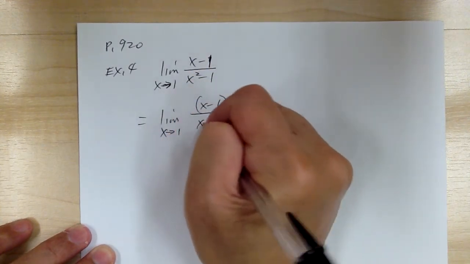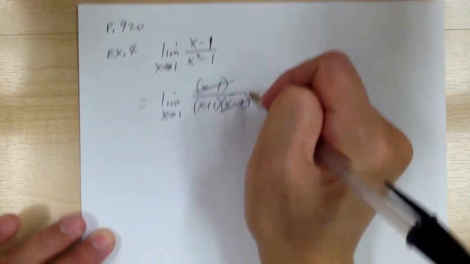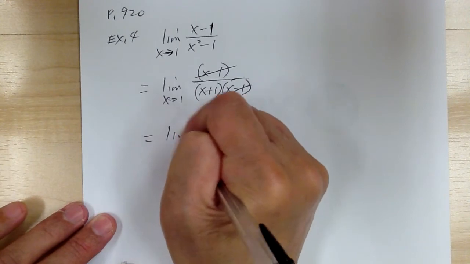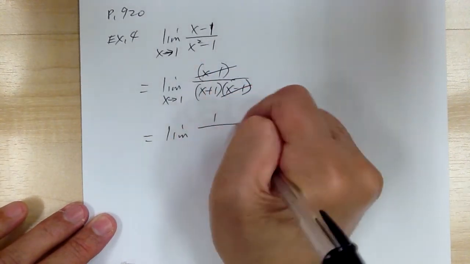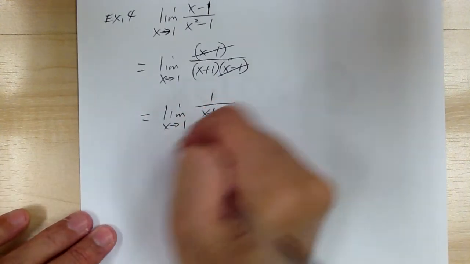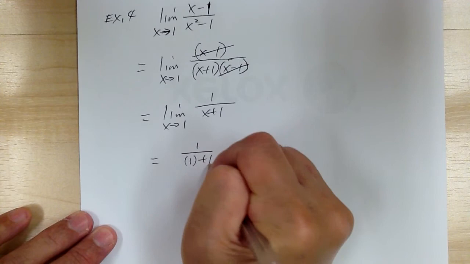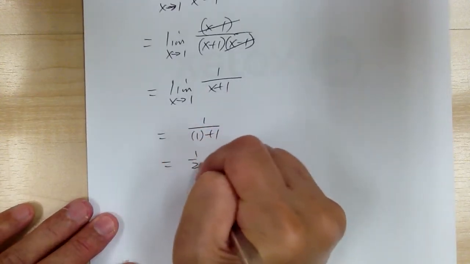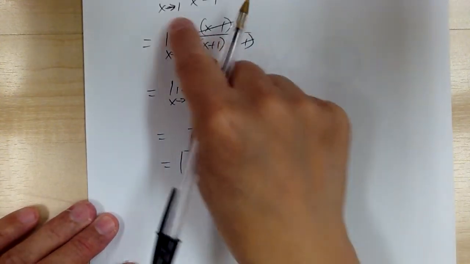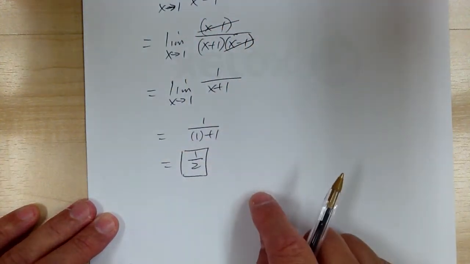And this one you can factor into x plus 1, x minus 1. So this cancels out. So this becomes, again, make sure you show all your steps. Okay. Now you can substitute. So when you substitute, you get 1 over 1 plus 1, so equal to 1 over 2. Okay. So again, if you cannot substitute directly, then you want to do some factoring to do some cancellation.